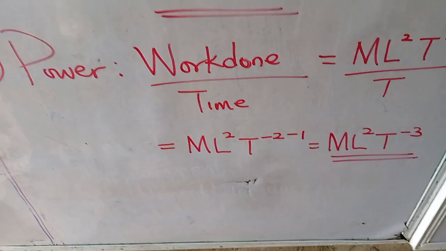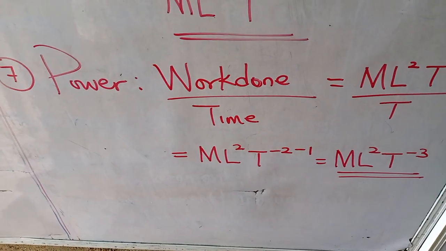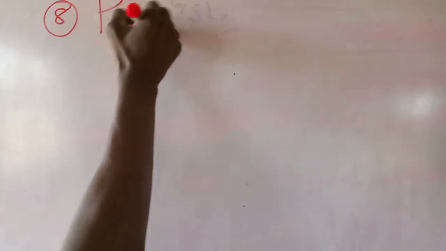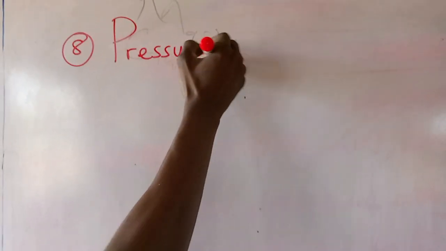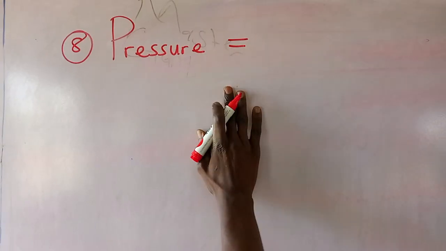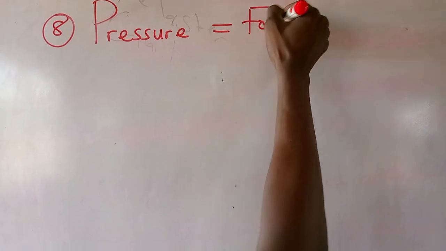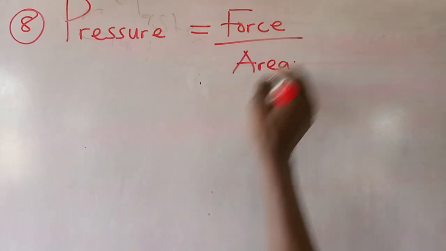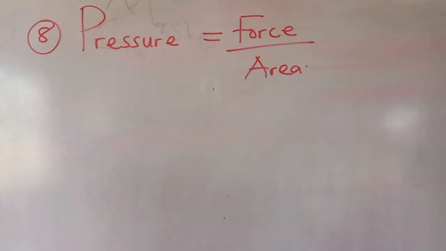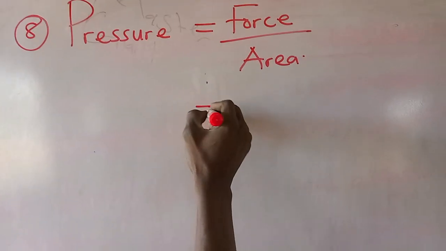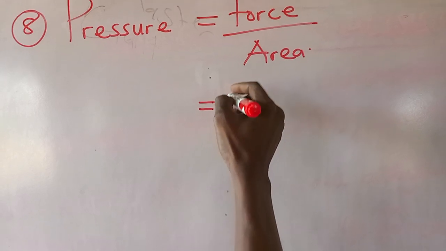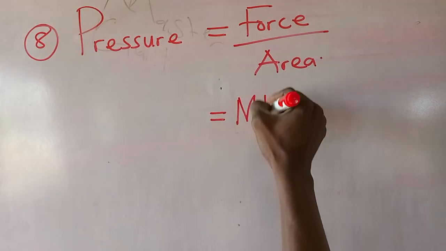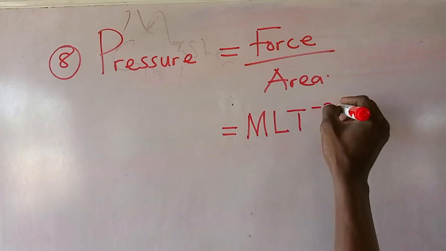So the next one now, we're going to find for pressure. Let's do it now. Consider pressure. What is pressure? Pressure is force per unit area, force over area. That's pressure. So what is force? We have gotten force the other time. Force is mass times acceleration, and that's mass. Acceleration is LT raised to power minus 2.